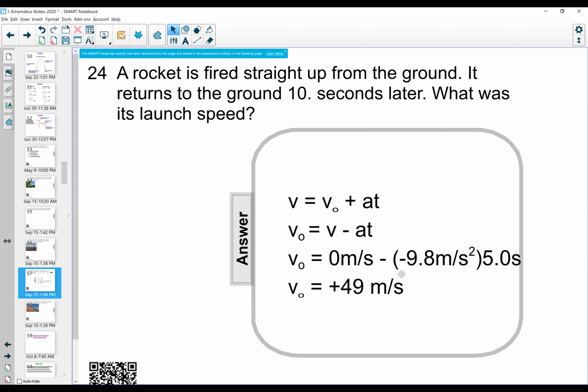Now, they have thought about it as the 0 meters per second being their final. They're just saying, well, let's just consider what it was launched at as the original, and then the final would be 0 when it reaches the top.